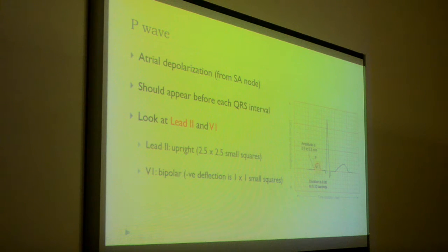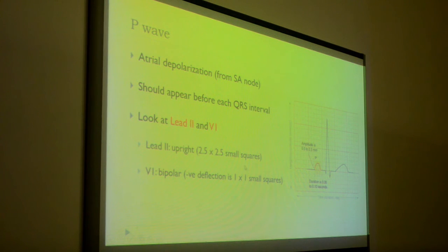Atrial depolarization, exactly. If it's a normal P wave, that means it's coming from the SA node, and it should appear before each QRS complex for us to call this rhythm a sinus rhythm. When you want to see if the P wave has a normal morphology or not, you look at lead 2 and lead V1. In lead 2, it should be upright, 2.5 by 2.5 small squares, and in V1, it should be biphasic, which we've already seen.